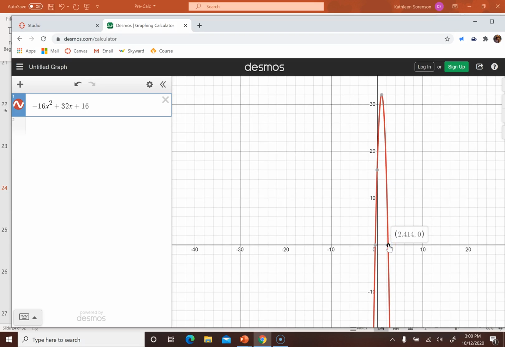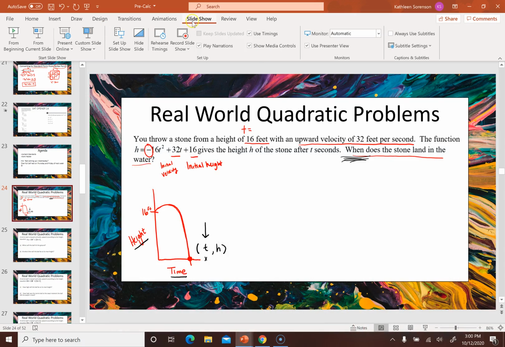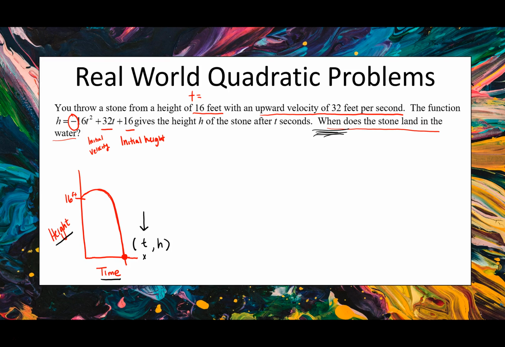So what does this coordinate mean? 2.414, comma 0. Let me write that down so that I'll never forget. Well, that means at 2.414 seconds, my height is 0, meaning it's on the ground, or in this case, in the water. So our answer is going to be 2.414 seconds.